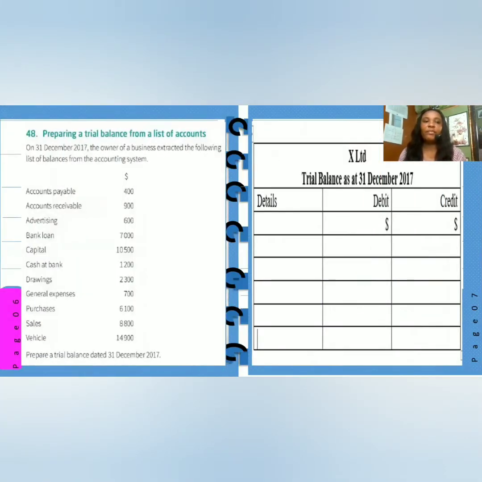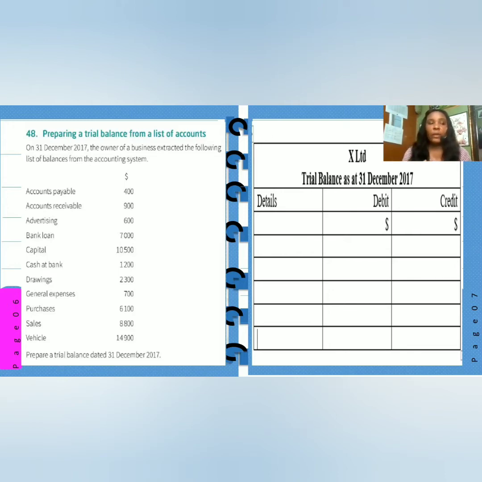Okay, here on my screen, I don't know if you can see it, so I have to read it. I have a question. It says, prepare a trial balance from a list of accounts. On December 31, 2017, the owner of the business extracted the following list of balances from the accounting system. Let me stop here to point out something. The trial balance can be done two ways. This way on the screen here, you have a list of balances and you will have to figure out which of these items will be on the debit side and which will be on the credit side, right?